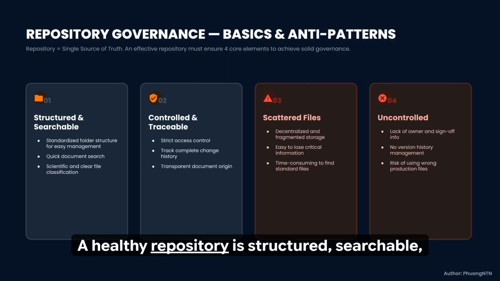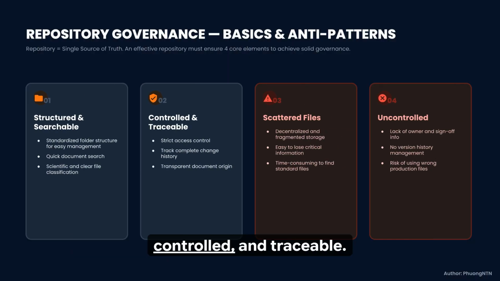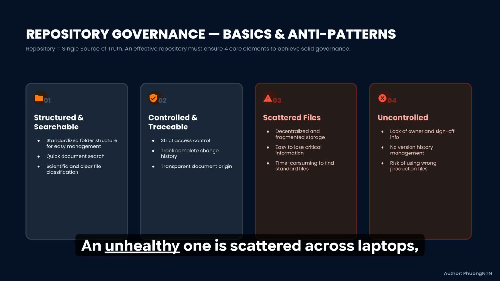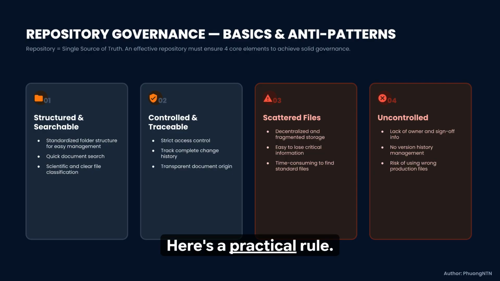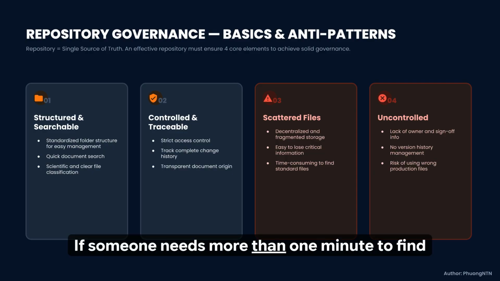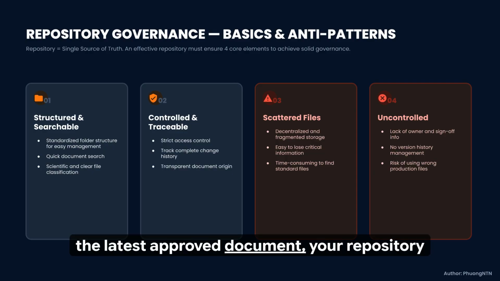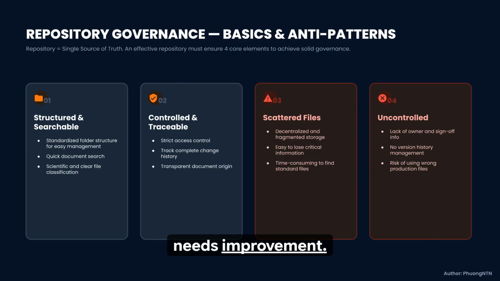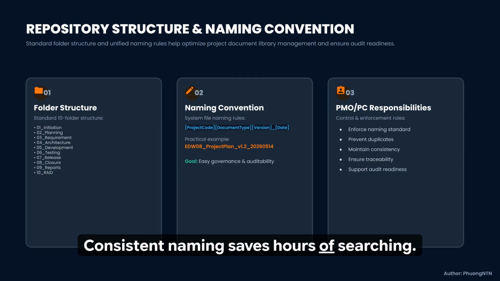A healthy repository is structured, searchable, controlled, and traceable. An unhealthy one is scattered across laptops, email, and chat messages. Here's a practical rule. If someone needs more than 1 minute to find the latest approved document, your repository needs improvement. Consistent naming saves hours of searching.